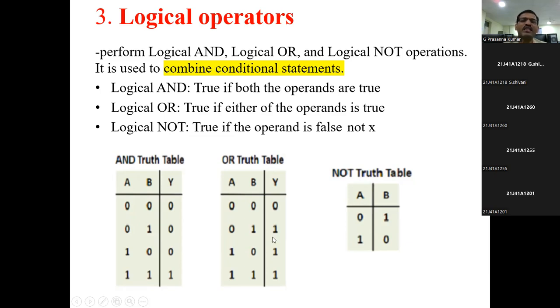Similarly, for the OR, if either of the operands is true, then the output is high. Not operator: if the input is true, the output is automatically false. True if the operand is false, not X. It is about the logical operator.